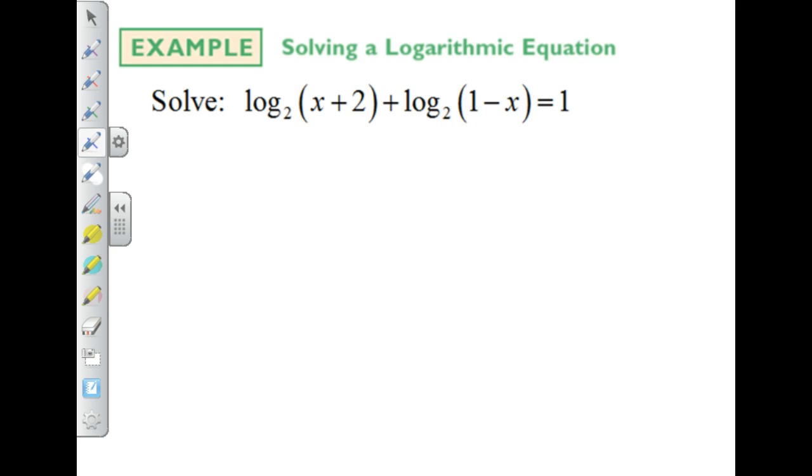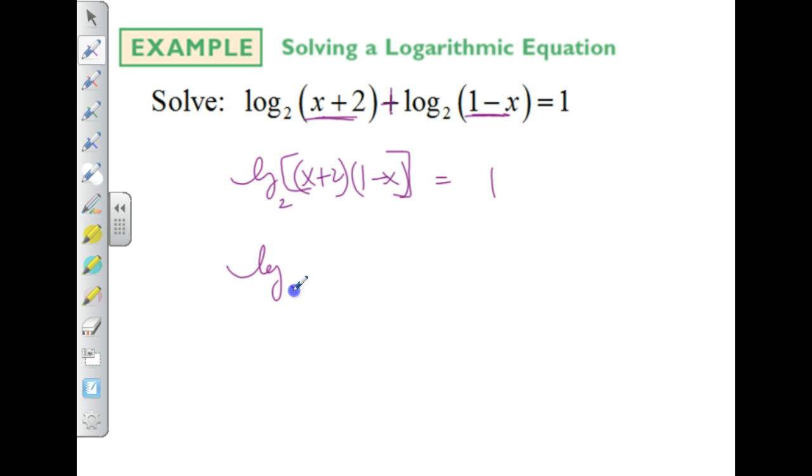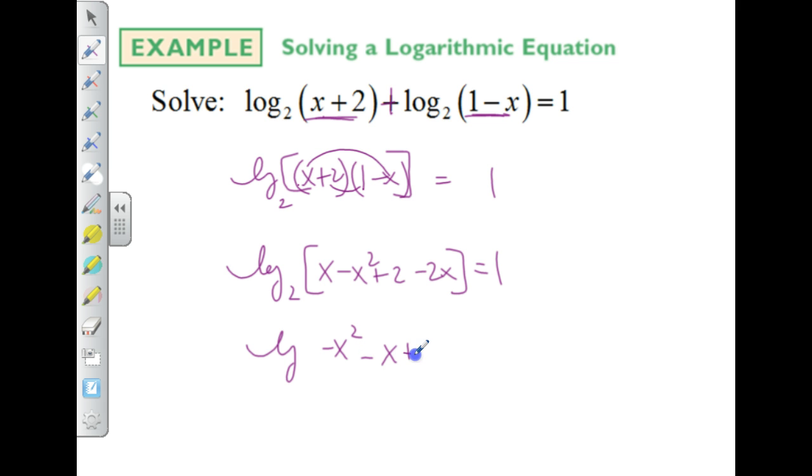For this one, we're going to use the product property, which says the log of a plus the log of b is the log of, here comes, a times b. Notice that the log properties say you just drag the base along, so I hardly even worry about the base at all. I'm going to multiply this together by doing the FOIL method. So let's see. I'll do it in the order that it's given. I was going to reorganize this, but it's okay. So my first term is just x. My outer is negative x squared. The inner is a 2. And the last is negative 2x, which I think I can combine. So this is negative x squared minus x plus 2.